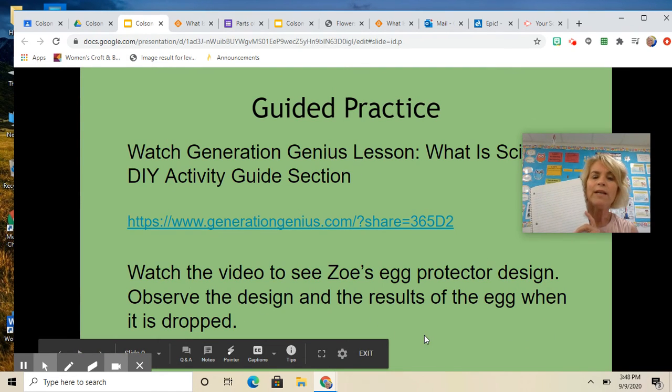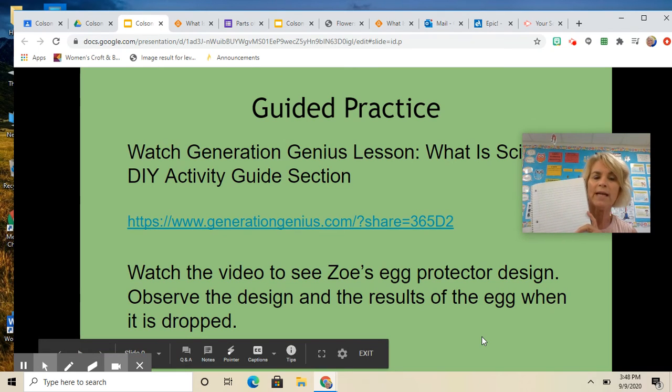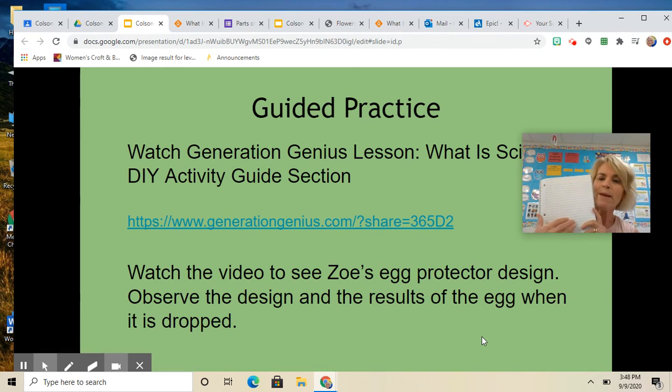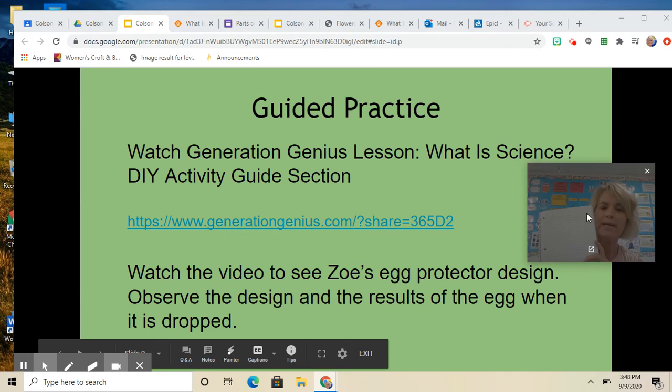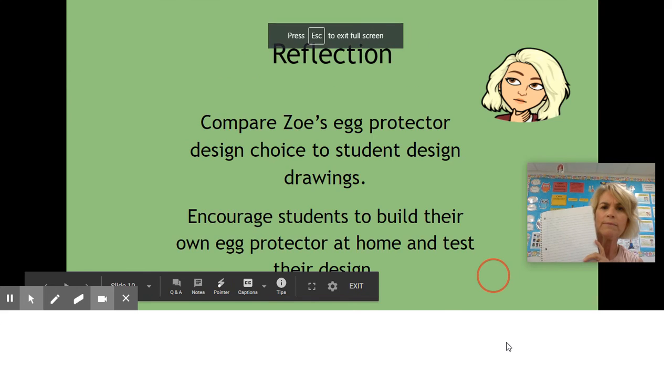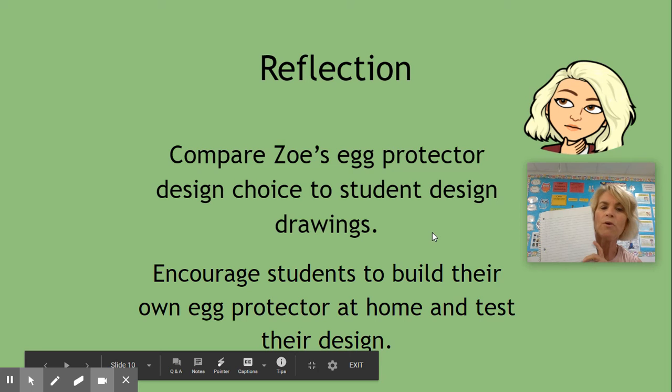So we watched the video, and you can watch all of it to see Zoe's egg protector design. Observe the design and the results of the egg when it dropped. Just make some notes here. Remember, scientists write down their ideas. So add your ideas there in your notebook. And let's talk about her egg design compared to yours. So if you get a chance, I want you to build your egg protector at home and test your design.